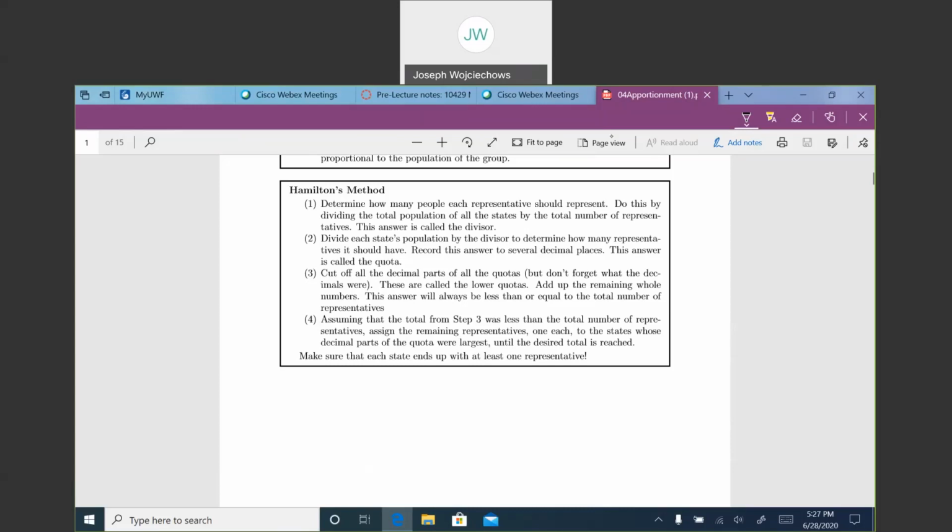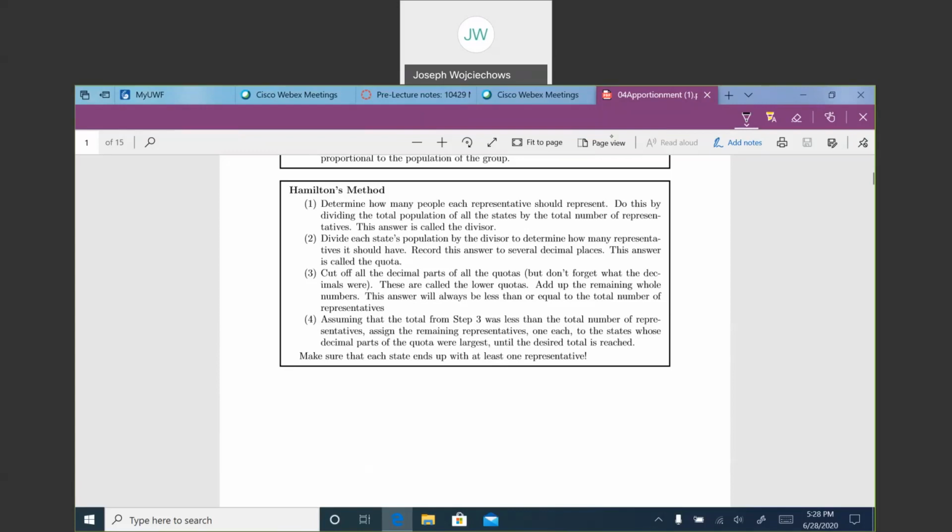Now we're going to cut off all the decimal parts of all the quotas, but we're not going to forget them. These are called the lower quotas. Add up the remaining whole numbers. This answer will always be less than or equal to the total number of representatives. Assuming that the total from step 3 was less than the total of representatives, assign the remaining representatives one each to the states whose decimal parts of the quota are largest until the desired total is reached. Make sure that each state ends with at least one representative.